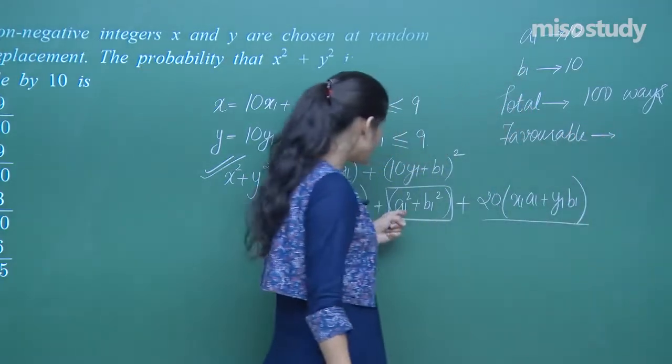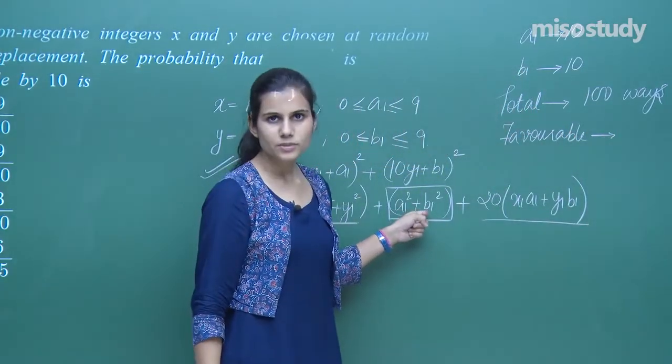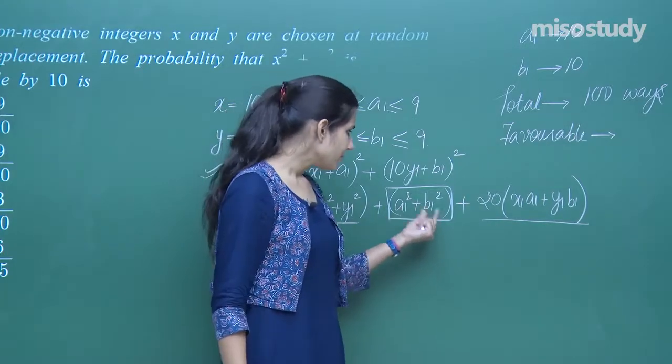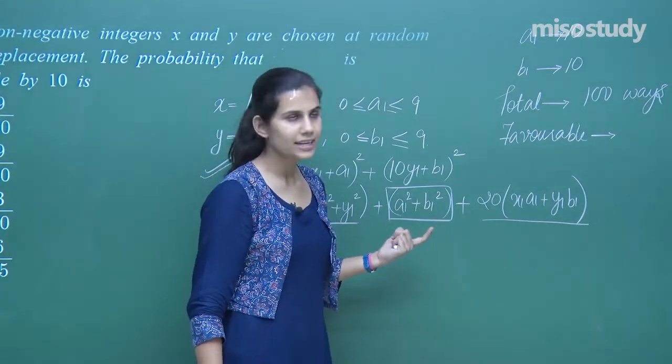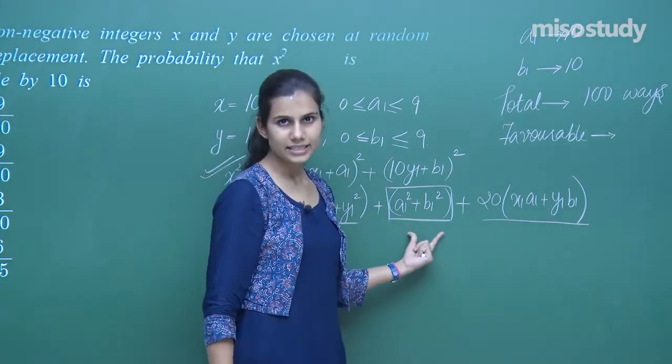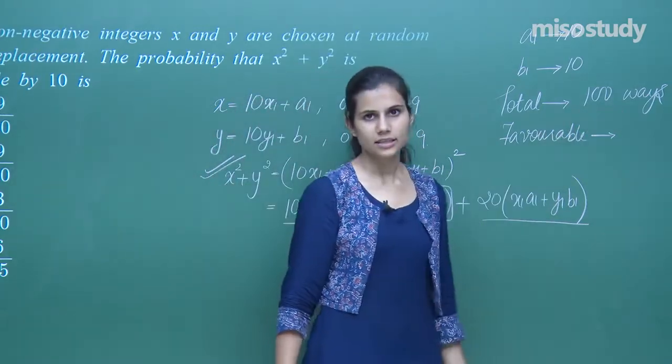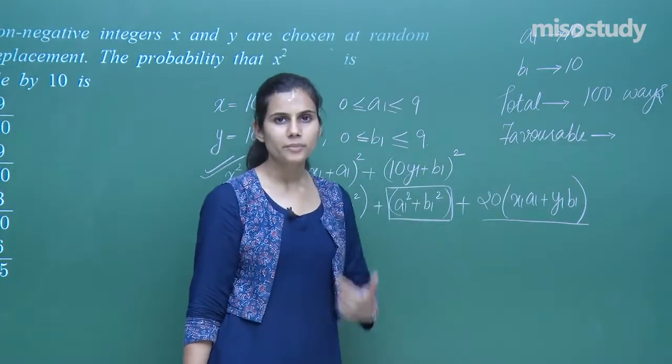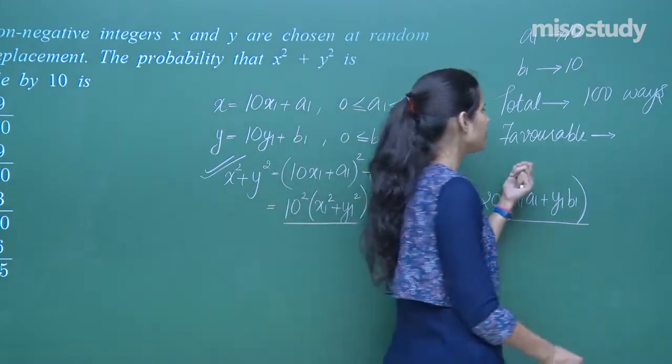See, A1 can take values from 0 to 9, B1 can take values from 0 to 9. So A1 square and B1 square, both of them can be filled in 100 ways. So A1 square plus B1 square can be formed in 100 ways. Out of those 100, which are the favorable?